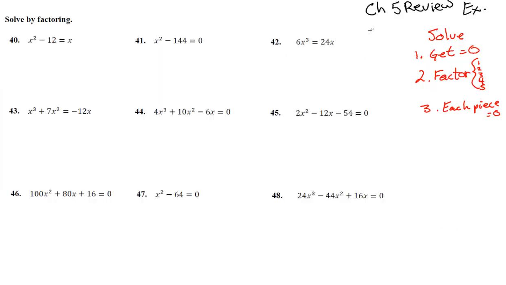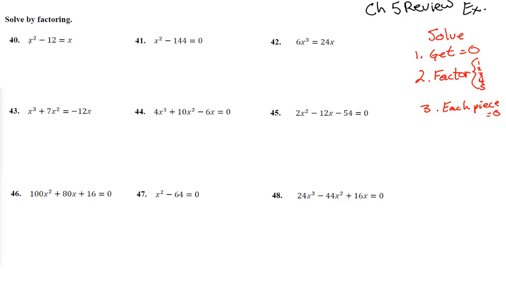Here we are in Chapter 5 review exercises numbers 40 through 48. They are all solving by factoring. So, solving refresher: we will first get everything equal to 0. Most of them are there, a couple are not. Then we factor, because multiplying to 0 is the easiest thing in the world. Then each of those pieces has to equal 0, and we have our answers.